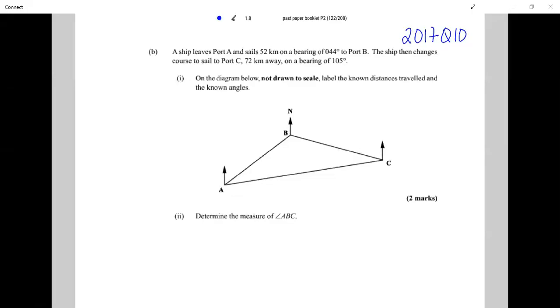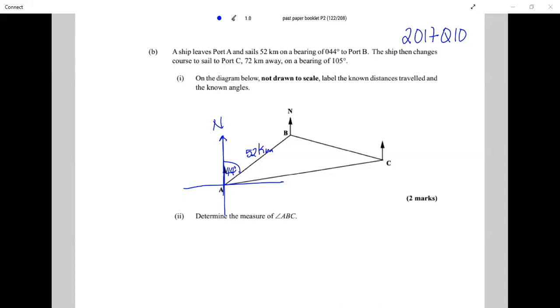All right. Still in 2017, question 10. This is question 10b. It says a ship leaves the port A and sails 52 kilometers on a bearing of 44 degrees to B. So this is 52 kilometers, and the bearing is 44 degrees. Bearing is measured clockwise from north.